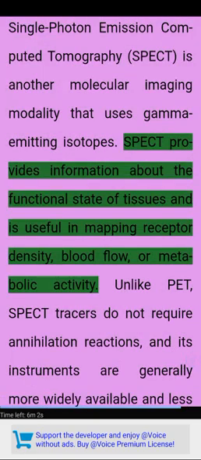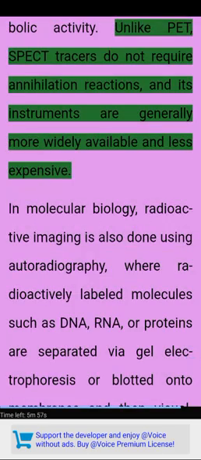SPECT provides information about the functional state of tissues and is useful in mapping receptor density, blood flow, or metabolic activity. Unlike PET, SPECT tracers do not require annihilation reactions, and its instruments are generally more widely available and less expensive.